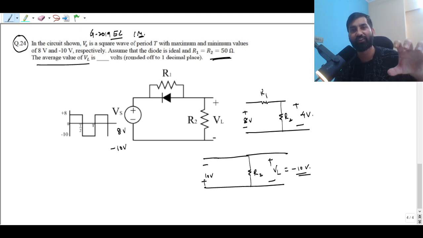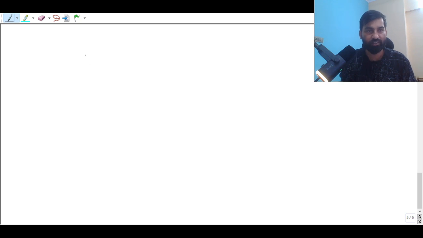Since input is given as a square waveform, output will also be square waveform only. Why? Because there is no capacitance or any kind of thing, right? It is simply a diode and the resistor circuit. So what we can do here is we can draw the waveform, right? So this waveform is going to be like this.